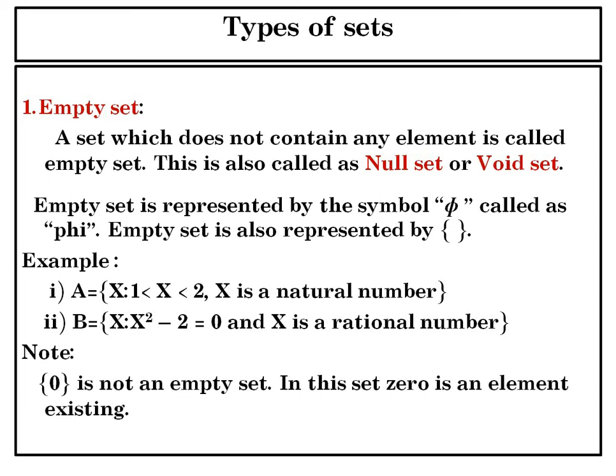Next, let us see a note. Suppose there is a flower bracket containing 0. Sometimes we make the mistake of telling that this is an empty set, but it's not an empty set, because here 0 is also an element in this set. So this is not an empty set.